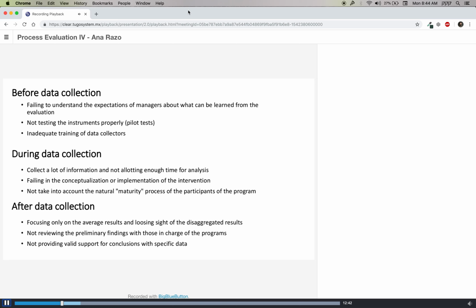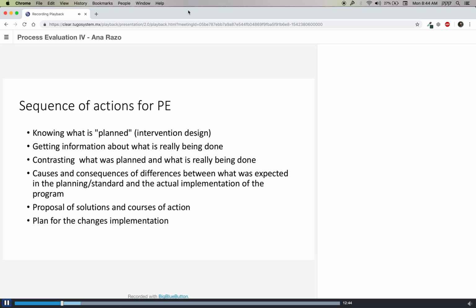And also we talked about the sequence for a process evaluation. So remember that process evaluation answers the question of how the program is being implemented, how it is working. This evaluation aims at contrasting what is planned and what is being carried out. So in a process evaluation, the first thing that you have to do is understand the change logic, so that in the second element we can analyze what is actually being carried out. In the third stage, we need to contrast what was planned and what is really being done.